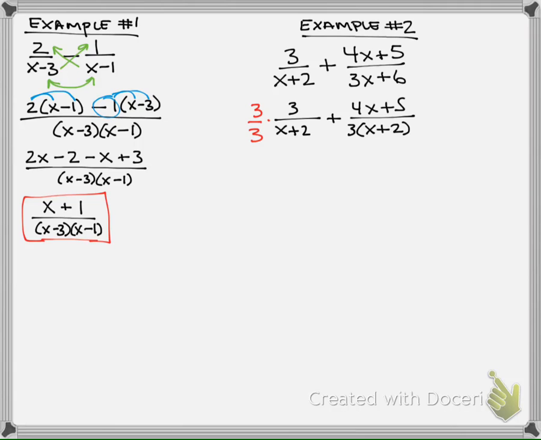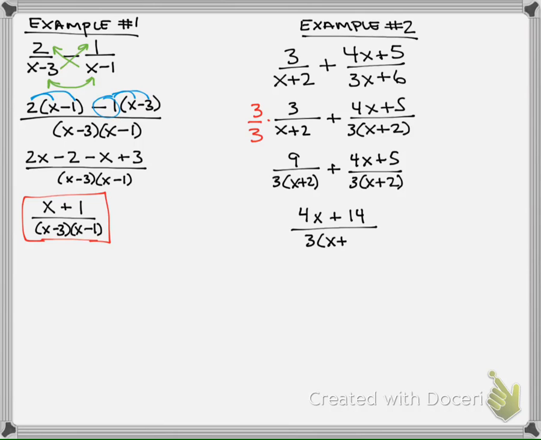So we're going to multiply this out, and we'll get 9 over 3 times x plus 2 plus 4x plus 5 over 3 times x plus 2. Now the denominators are the same. All I have to do is add the numerators. So in adding the numerators, I'm going to add like terms. So I get 4x plus 14 over 3 times x plus 2. Again, I'm pretty much done with what I need to do, so here's my answer.